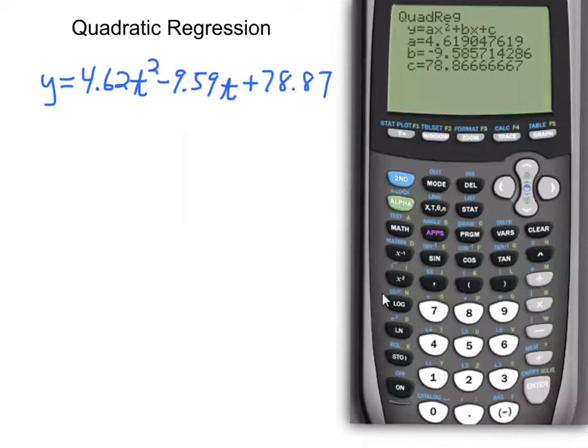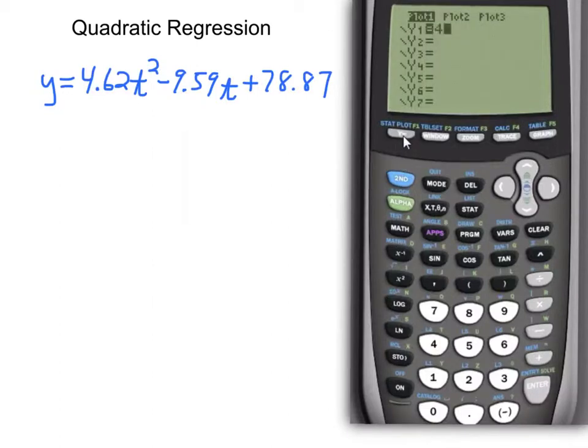Now I'm going to graph this regression model through the scatter plot just to see how well it fits the data. So go ahead and press y equals, and we'll put our equation in. So 4.62 x squared minus 9.59 x plus 78.87. And then we'll just hit the graph key, and it'll graph that along with the scatter plot. And you can see that that model does fit the data points very well.